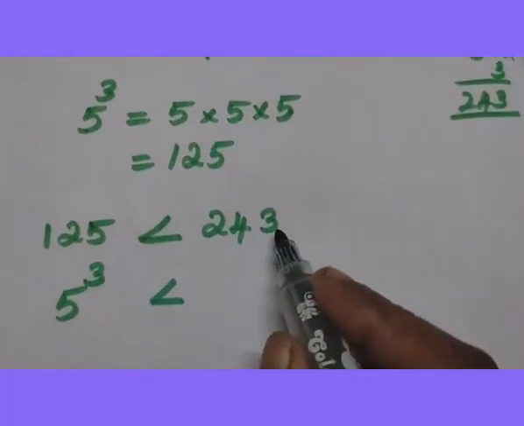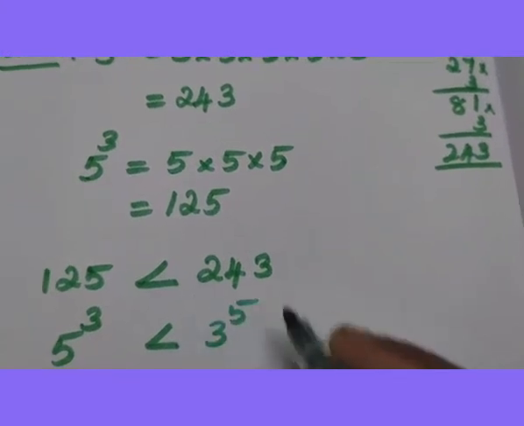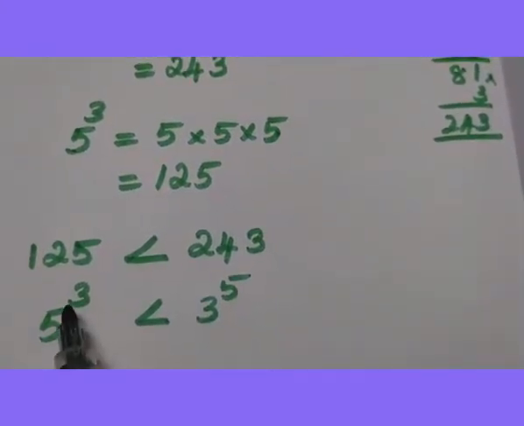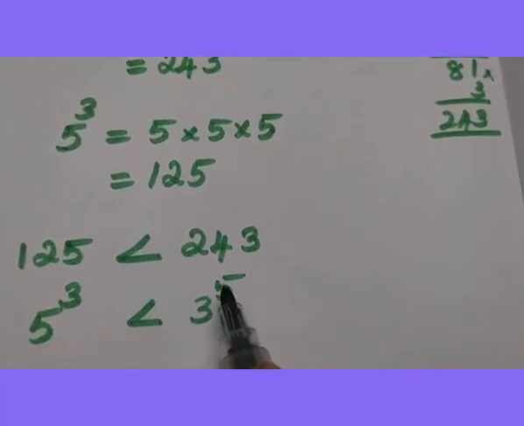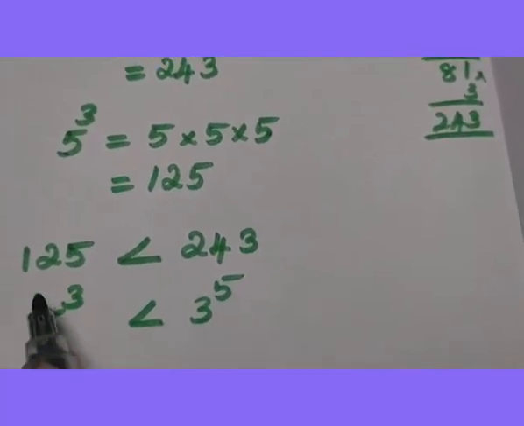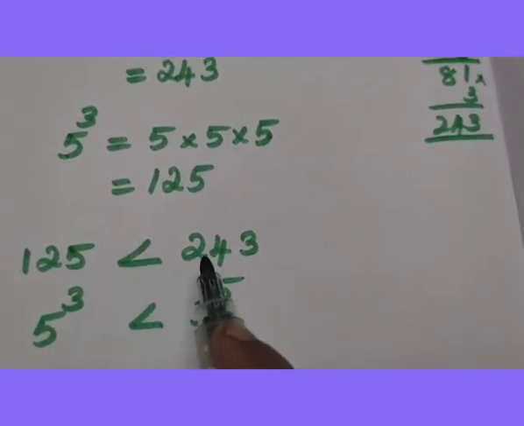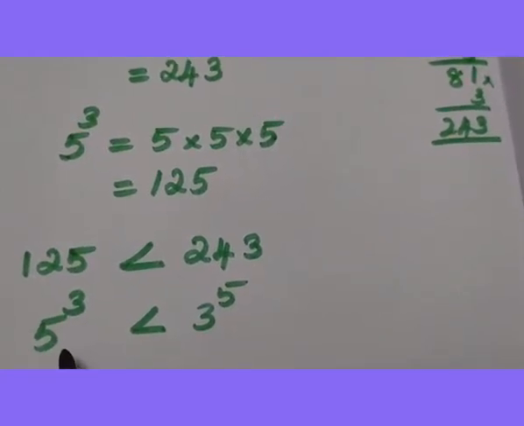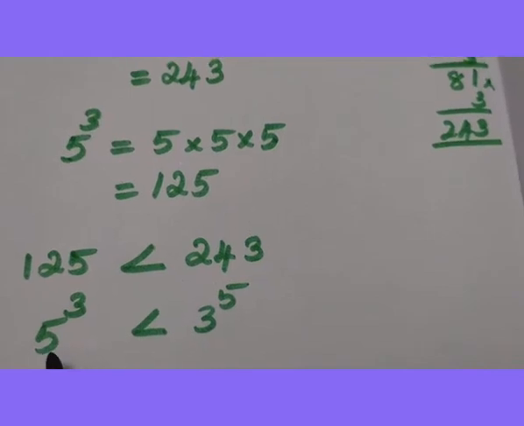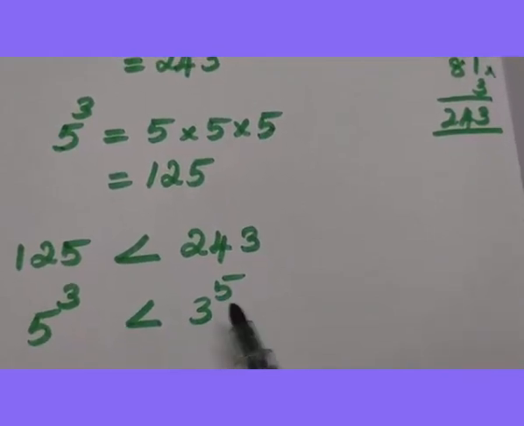So 243 means we know 3 raised to the power 5. Okay, so 5 power 3 is smaller than 3 power 5. Okay, because 125 is a smaller number than 243. So we can conclude that 5 power 3 is a smaller number, smaller than 3 power 5. Okay, children.